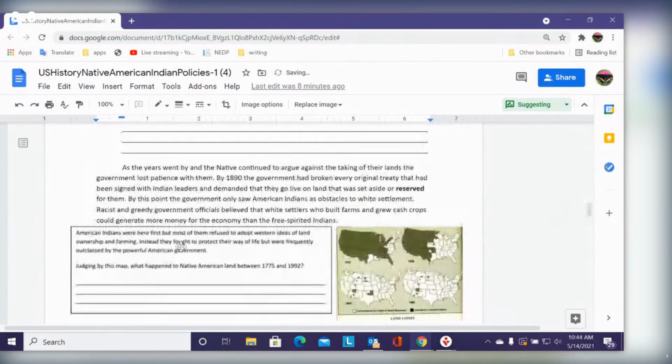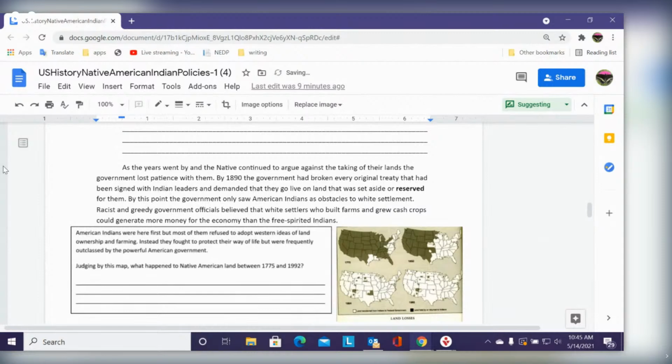So as the years went by, the Natives continued to argue against the taking of their lands, and the government just didn't want to hear it anymore. By 1890, the government had broken every treaty that had been signed with the Indians and demanded they go live on land that was set aside or reserved for them. And some of the land that was reserved for them was not the irrigable land on which they originally lived, that had water and was rich soil in which they could grow crops. But some of them were plopped right down into the middle of the desert. If you ever travel coast to coast, you'll be able to see where some of the reservations were set down.